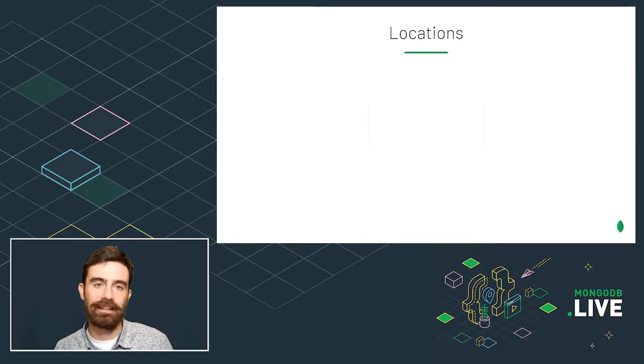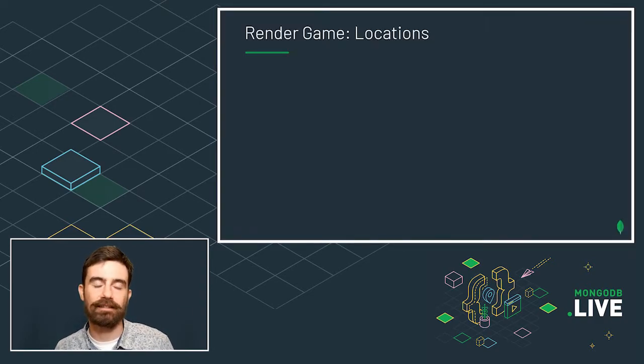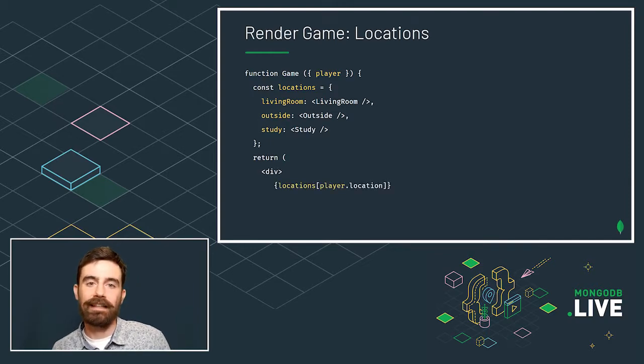So let's talk about an example of data locations. How do we render the correct location to the user? Let's say we have our game, we pass in our player, and we can have an object that has references to React components for each location in the game. And we can decide which one to render by using that object and picking the specific option in that object with the player data, specifically the location. And so we'd render the right location that way.